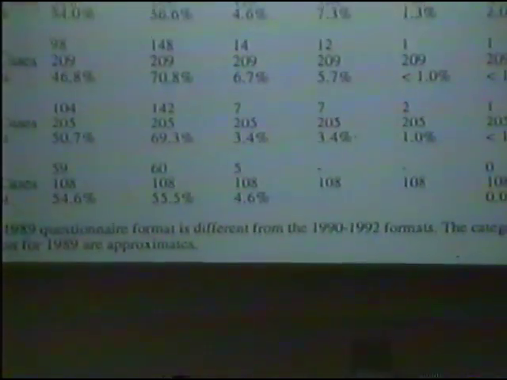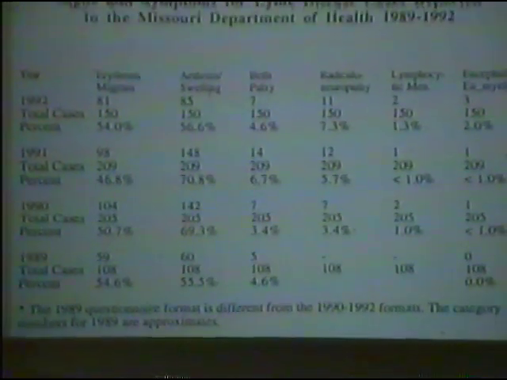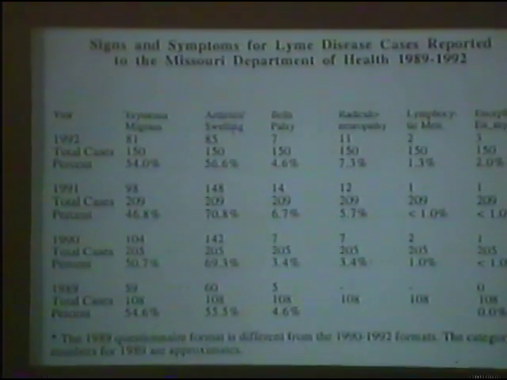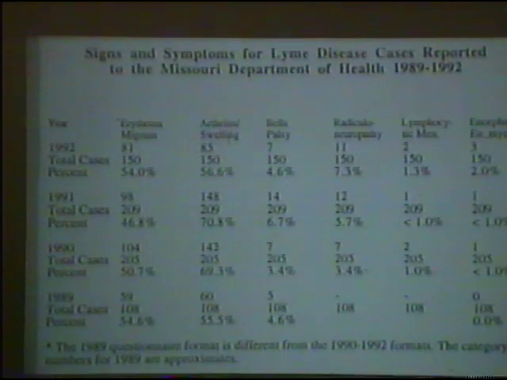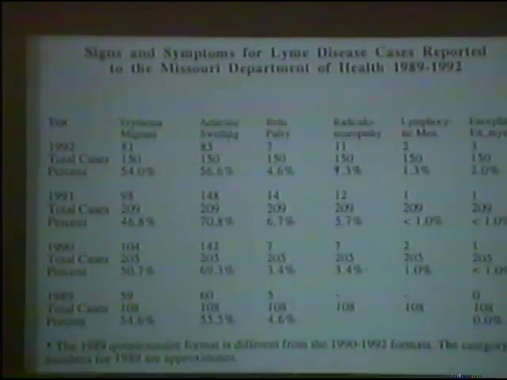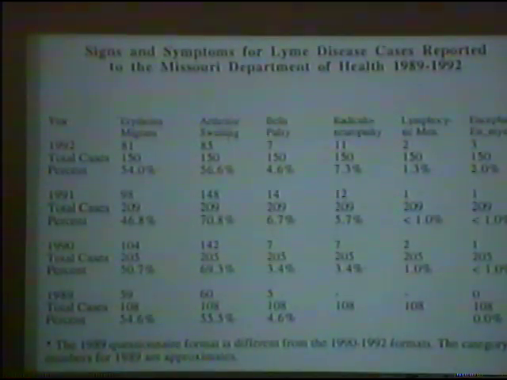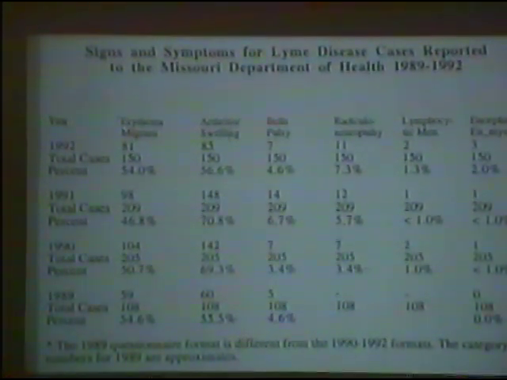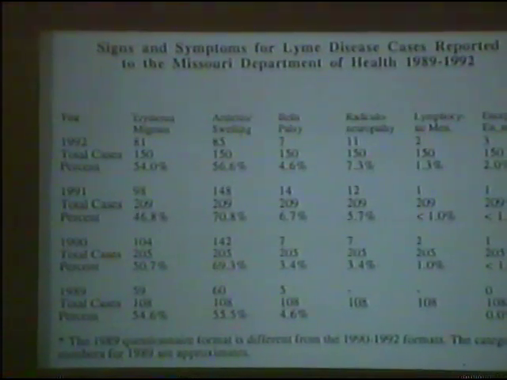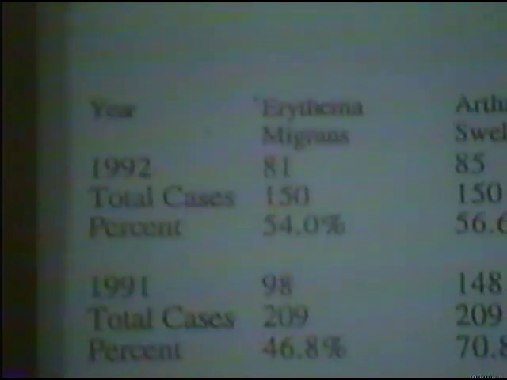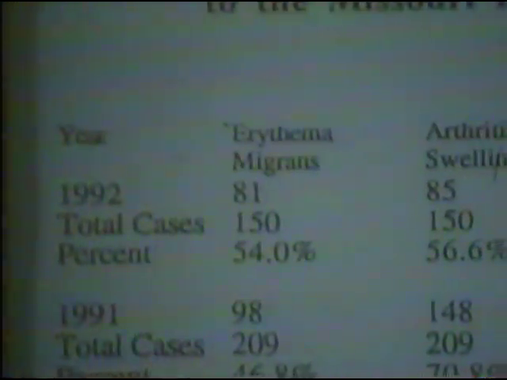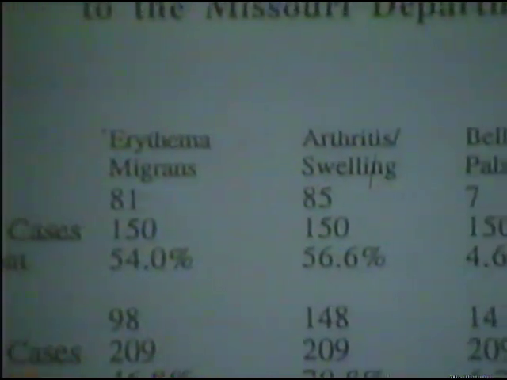Is it different? Well, this will take about 1 minute. We went to the Missouri Department of Health and categorized all the cases presented in Missouri from 1989 to 1992 that were confirmed by CDC surveillance definition. Okay? Put them into the categories: erythema migrans, arthritis, Bell's palsy. This is true arthritis now, they don't count it. Lymphocytic meningitis and so forth, second or third degree heart block. Cumulative totals for the entire state.